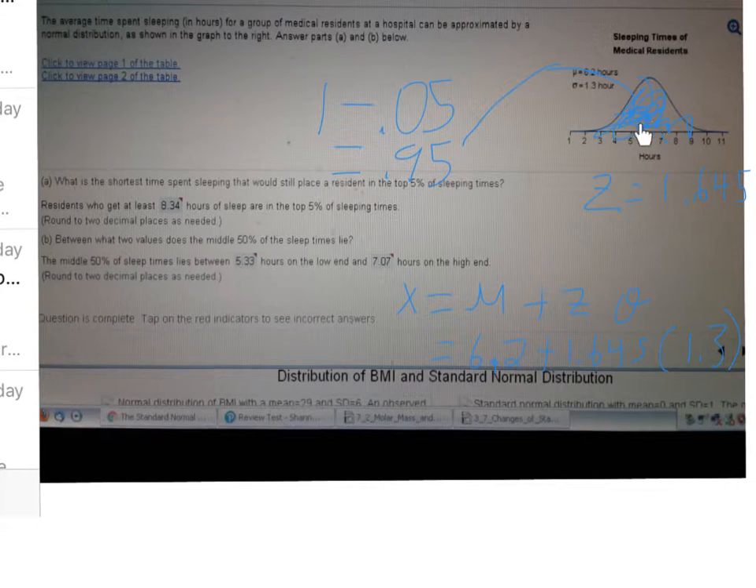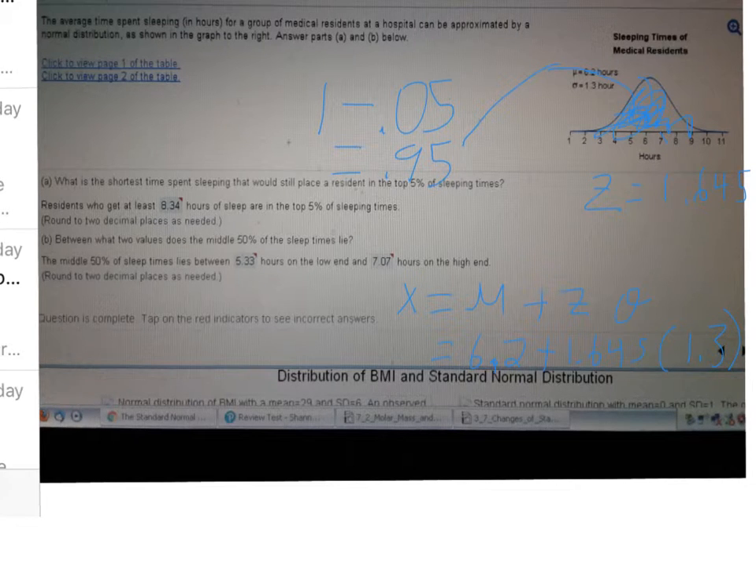So when you look up 0.95 in the table, I find this z-score of 1.645. This is the formula for finding the score we're after. It's the mean plus the z-score, which you've got to look up, times the standard deviation. The mean and the standard deviation are given, so you've got to look up the z-score based on the 0.95. You do this arithmetic, and then you're supposed to round that to the nearest hundredth.